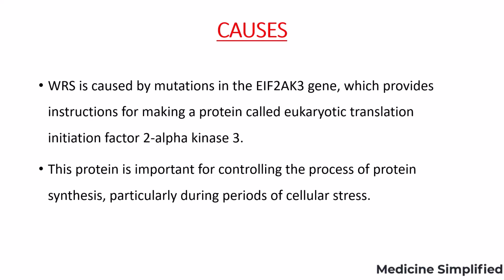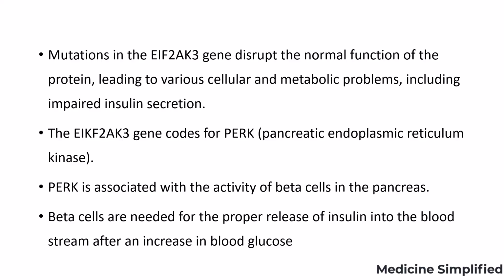So, what are the causes? WRS is caused by mutation in the EIF2AK3 gene, which provides instruction for making a protein called eukaryotic translation initiation factor 2 alpha kinase 3. This protein is important for controlling the process of protein synthesis, particularly during periods of cellular stress. Mutations in the EIF2AK3 gene disrupt the normal function of the protein, leading to various cellular and metabolic problems, including impaired insulin secretion.